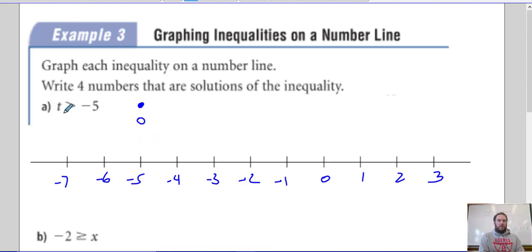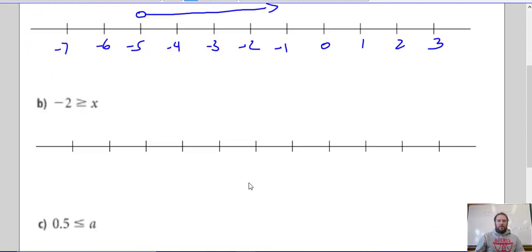So for a question like this, where t is greater than -5, I'm going to use an open circle because -5 is not one of my answers. Then from that open circle, I'm going to draw an arrow that indicates the direction I want to go. Because we're greater than, I'm drawing my arrow to the right. So for this question, -2 greater than x, we generally want to read these things from the variable.